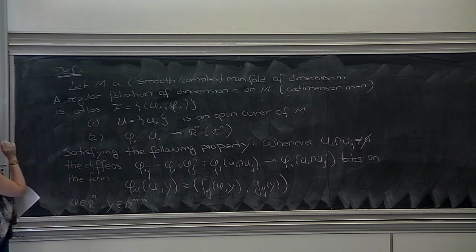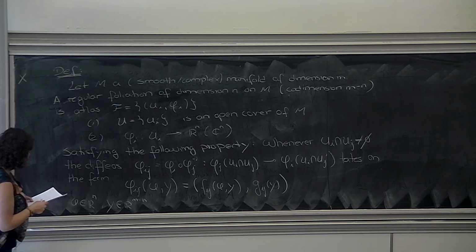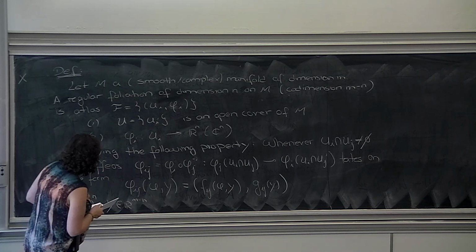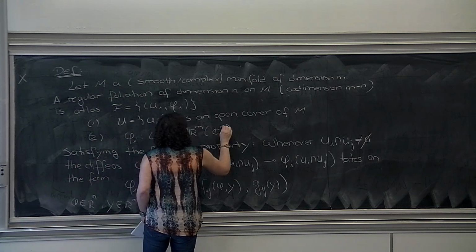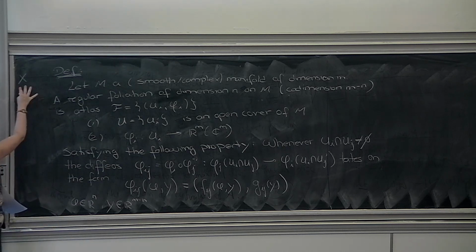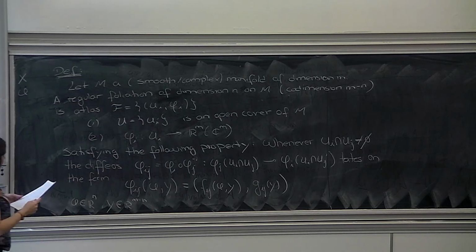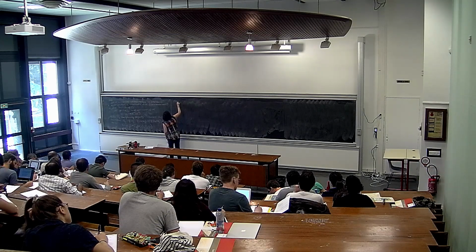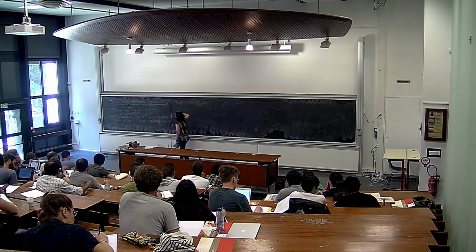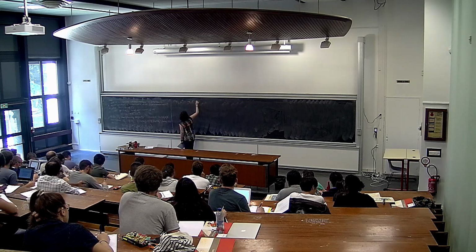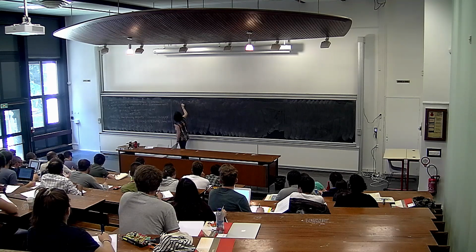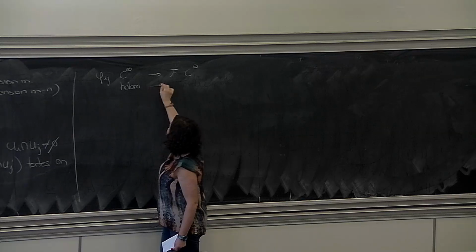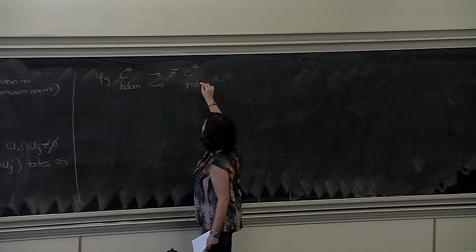Okay, so just one remark. This is my capital X, and this is my small x. If these phi_ij are C-infinity, we'll say that the foliation is C-infinity, but if these phi_ij are holomorphic, we'll say that the foliation is holomorphic.